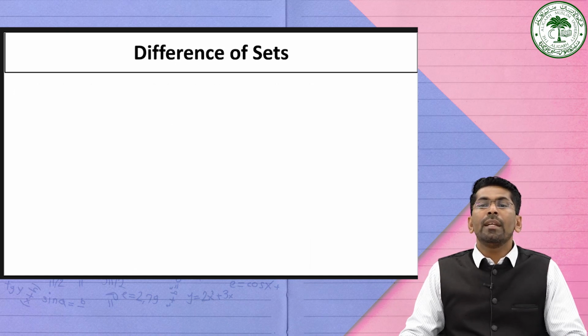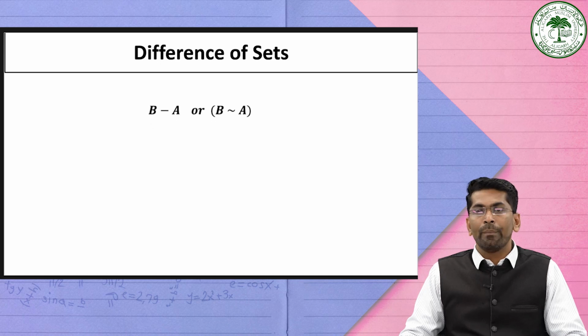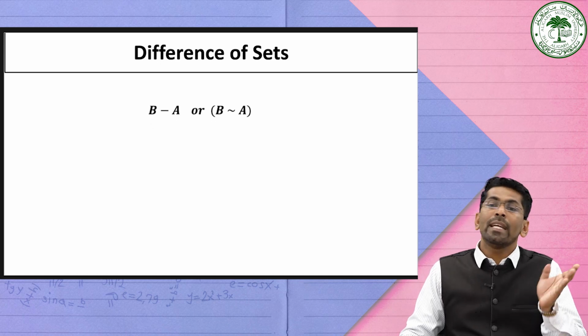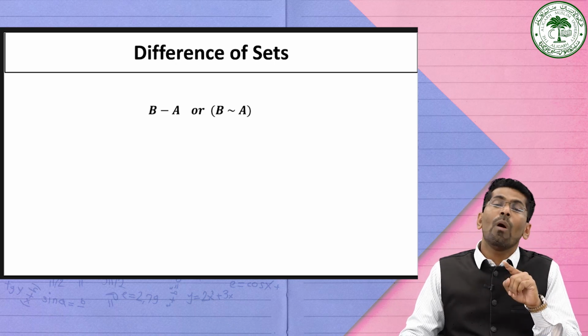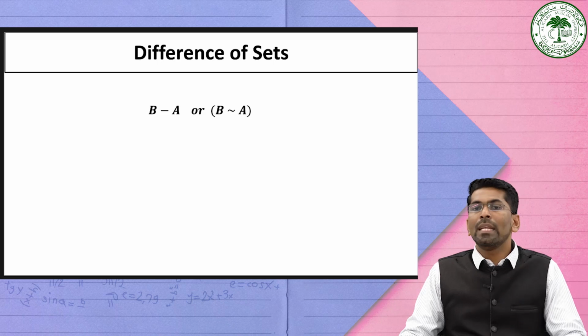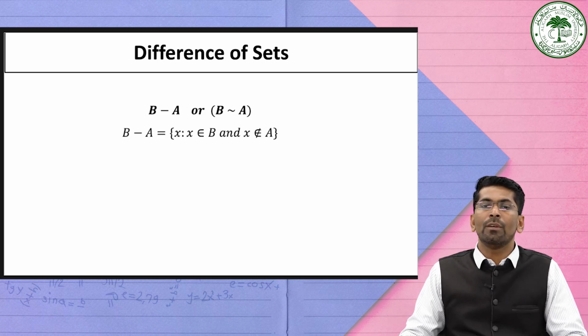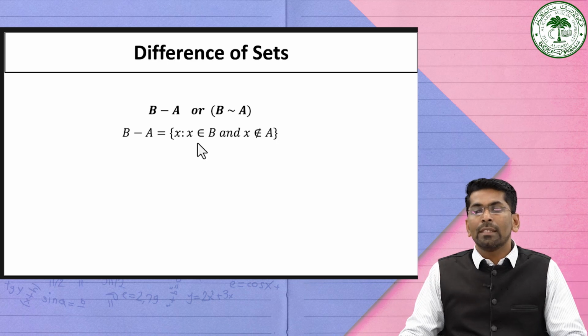Similarly, the set difference can be B minus A, which means the set containing all those elements of B which do not belong to set A. Mathematically we can write B minus A equals the set of all elements X such that X is an element of B and X is not an element of A. Or we can say that B minus A is the set of all elements X such that X belongs to B and X does not belong to A.